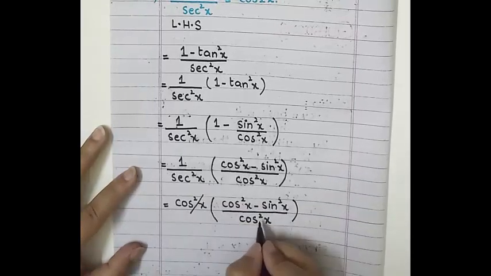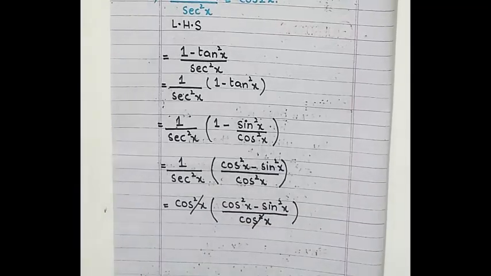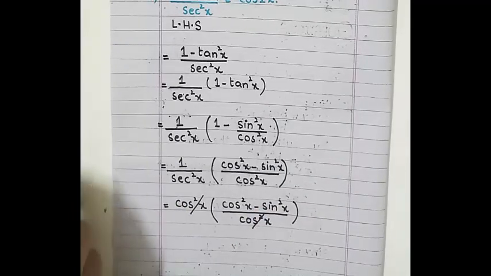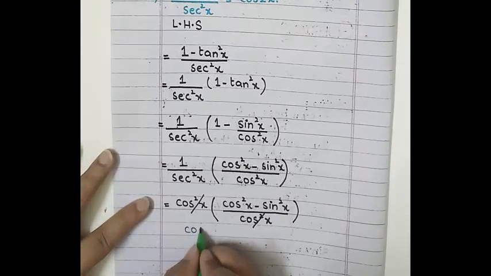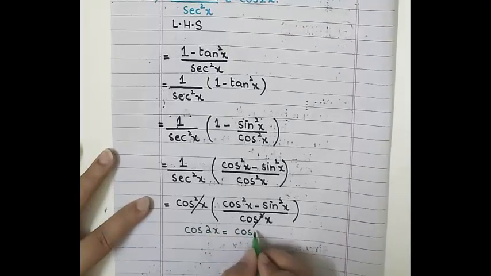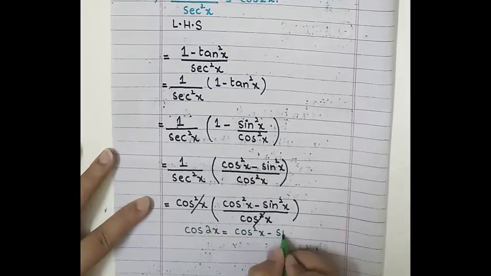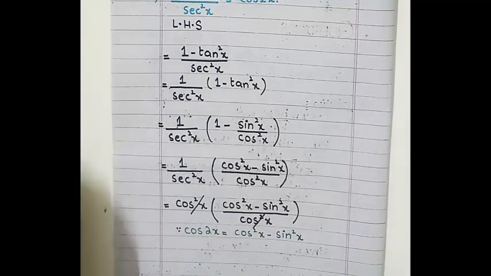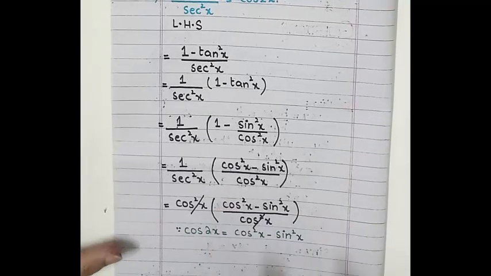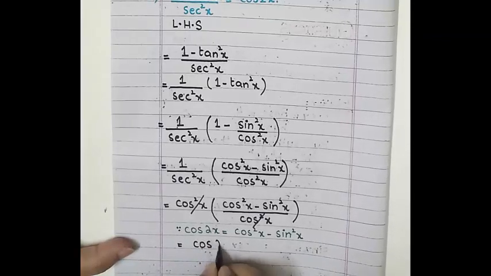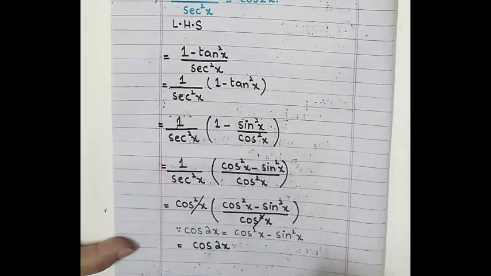Now cos square x and cos square x will be cancelled out, since these terms are in the form of multiplication with each other. Now by the double angle formula for cos, we know that cos of 2x is equal to cos square x minus sin square x. So we are left with this term, which is equal to cos of 2x, which is our right hand side.